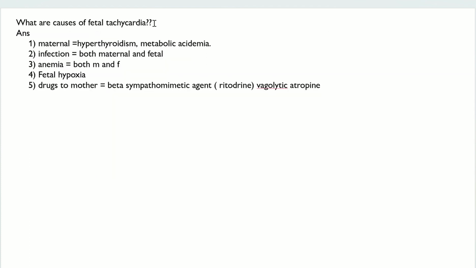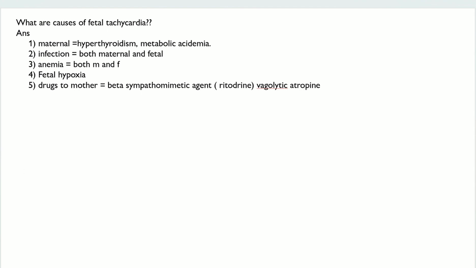So what are the causes of fetal tachycardia? Fetal tachycardia, these are maternal causes. So maternal causes, there is like hyperthyroidism, or the metabolic acidemia, infections like both maternal and fetal infections, anemia, both maternal and fetal, fetal hypoxia, or drugs to mother like beta sympathomimetic agent, or vagolytic like atropine. So if the mother is consuming such drugs, then there are chances of fetal tachycardia.